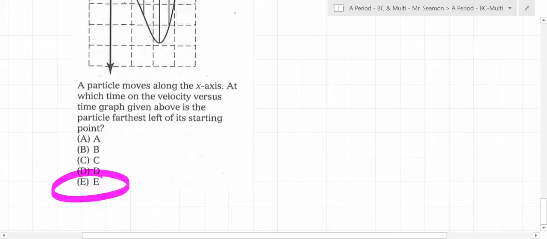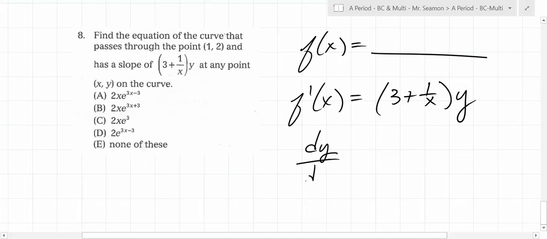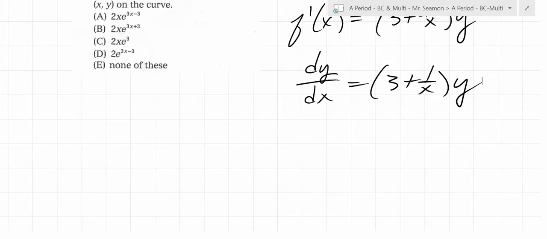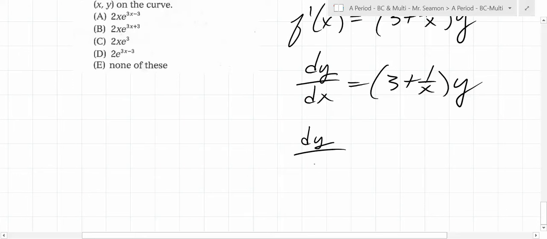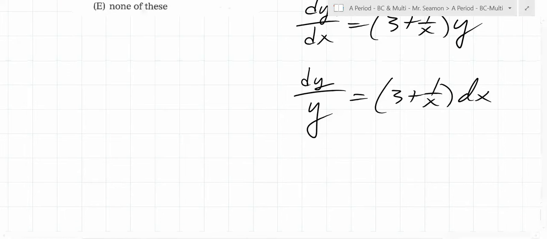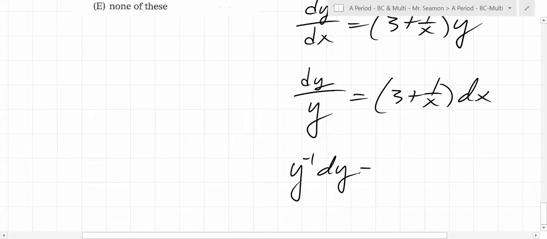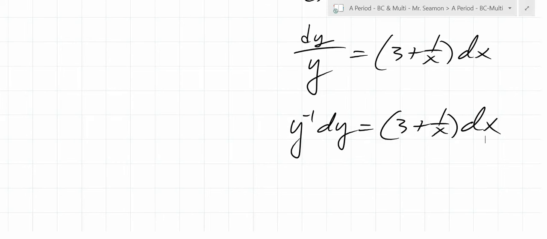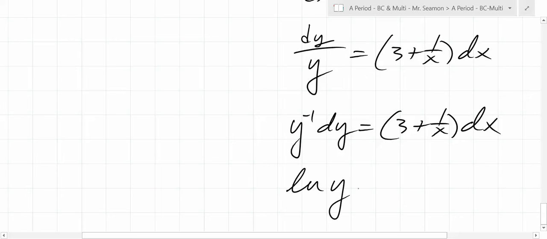Yeah, absolutely. Right, yep. dy/dx is equal to this thing, right? Yeah, once you see it, so now what do you have here? You have dy over y is equal to 3 plus 1 over x, times dx, right? So what do you have here? y to the negative 1 dy is equal to 3 plus 1 over x dx. Now what do you do? You anti-differentiate. So what is the anti-differentiation? What do you end up with? Yeah, and then ln what? ln y equals that thing.